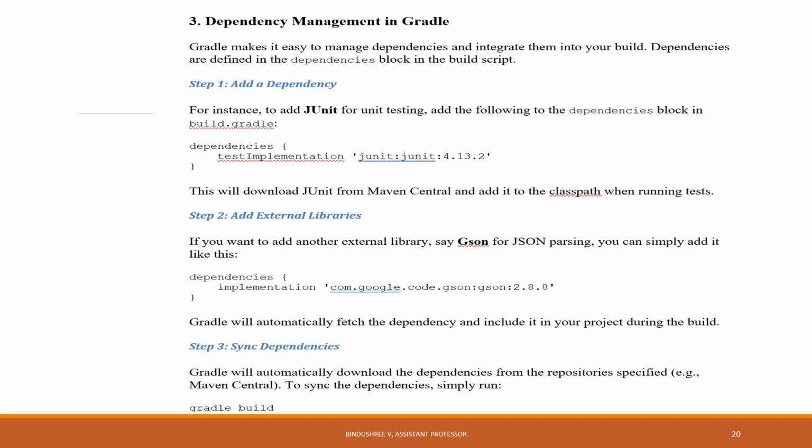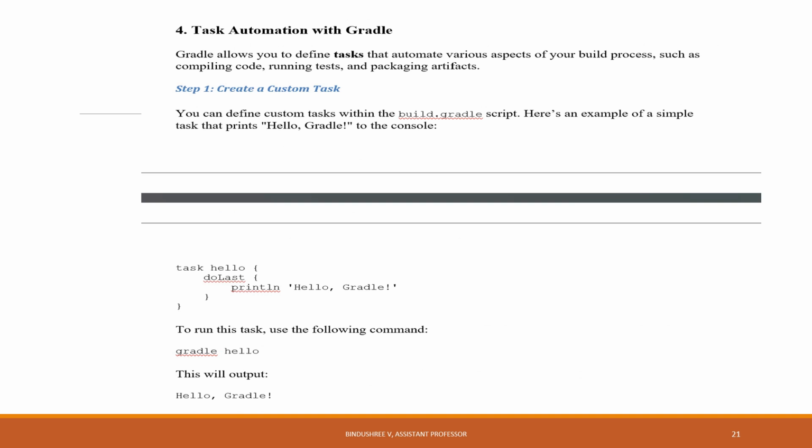And also to run my project, I need a JSON dependency for JSON parsing, and I'm specifying it. So Gradle will automatically fetch the dependency and include it in your project during the build. Now after including all these things into the build.gradle file, you are supposed to run gradle build and then gradle run. That's it. So that's how we can automate things.